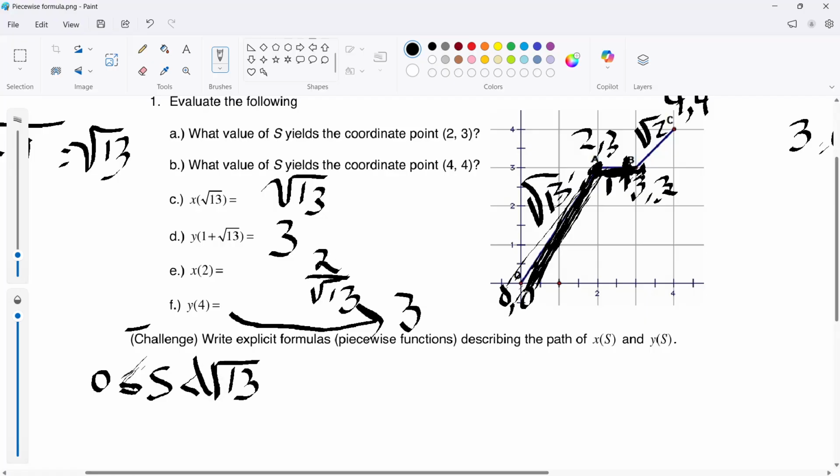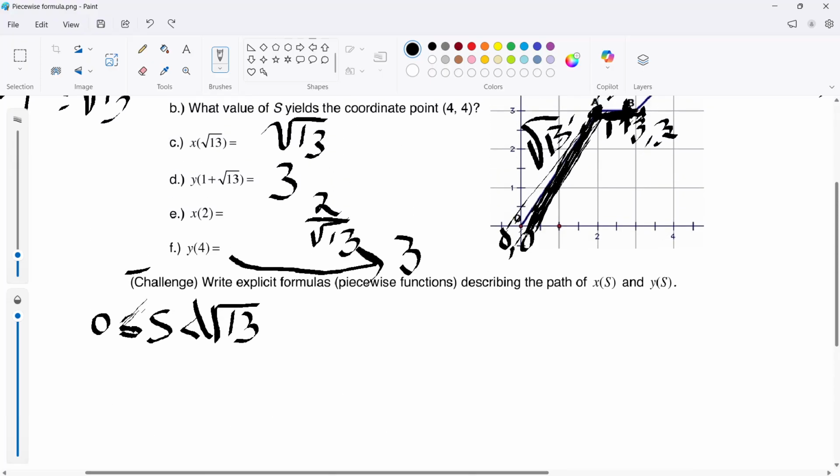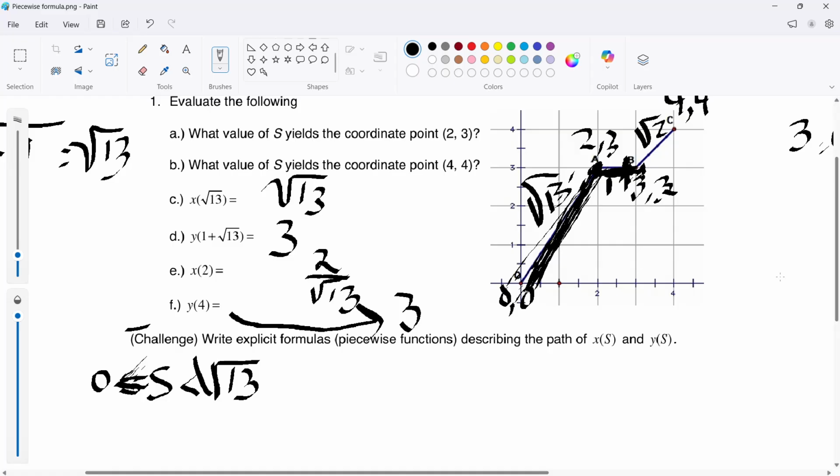For some reason it's not drawing on certain parts of the screen. I don't know what's going on here. Let me try to fix it. I don't know how to fix it. Okay, this is supposed to be less than or equal to. All right, that's better.